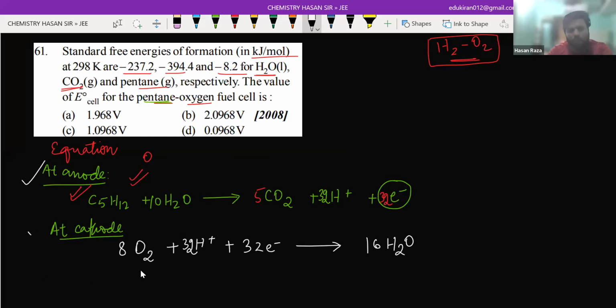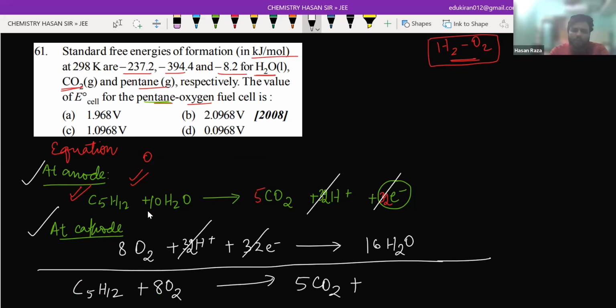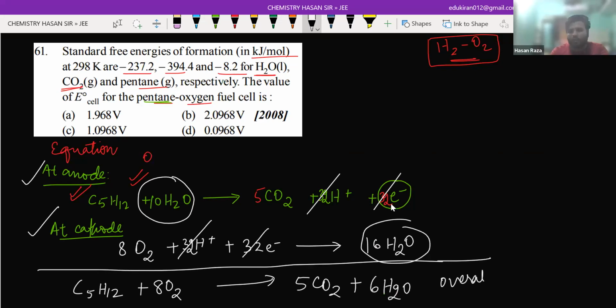Now I'm going to write the overall reaction. If you are going to write the overall reaction, you can see C5H12 will be there. Now, one thing you can see, this and this will be cancelled and this will be also cancelled. And here it will be 8O2. That will give you 5CO2 plus. Now you can see 10H2O on the left-hand side and 16H2O on the right-hand side. When 10H2O from left-hand side moves to right-hand side, it will be subtracting and you will have 6H2O left. So this is your overall equation. Are you getting my point? Yes or no?